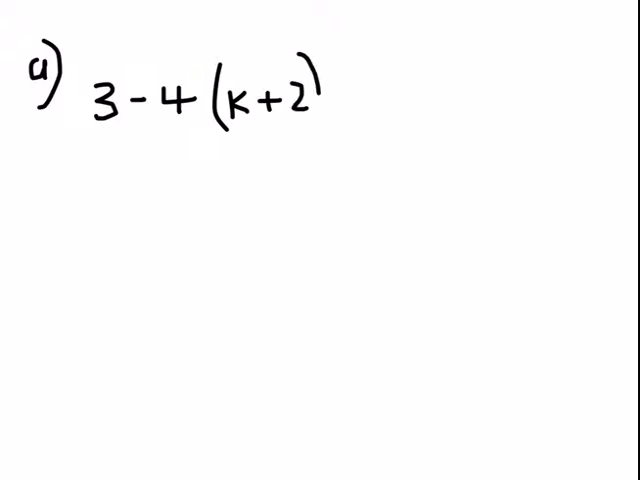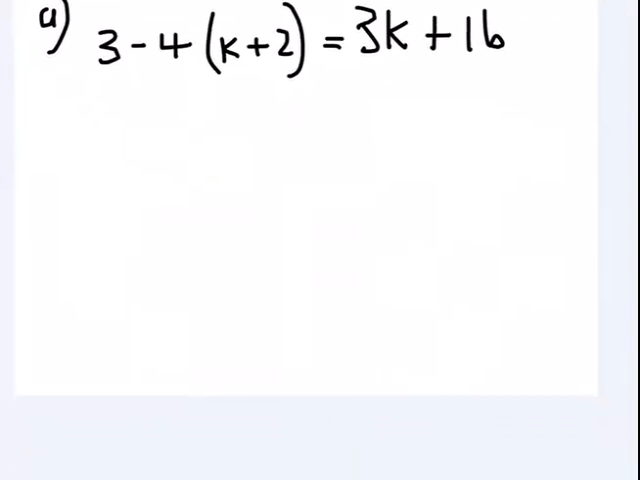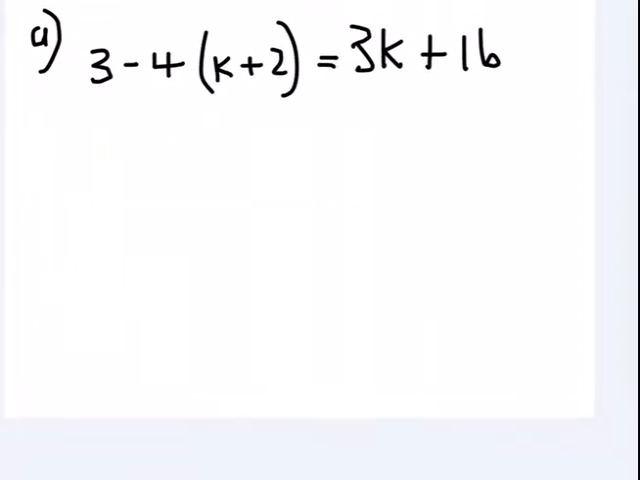So maybe let's do an example there and say, let's say we have 3 where maybe let's minus 4, and then inside the brackets let's have k, that we plus by 2, maybe let's equate this to 3k, that we plus by 16. Okay. Alright, then it's fine.